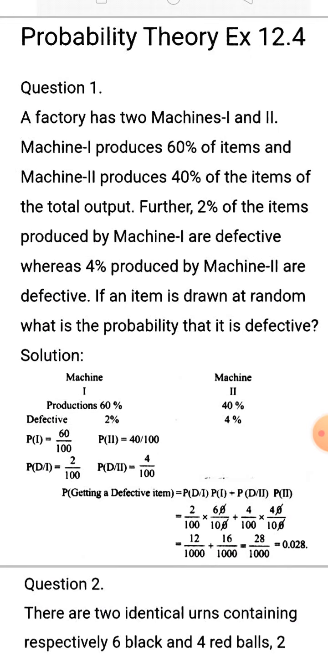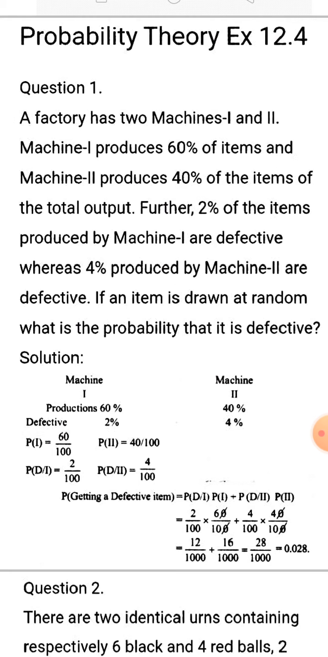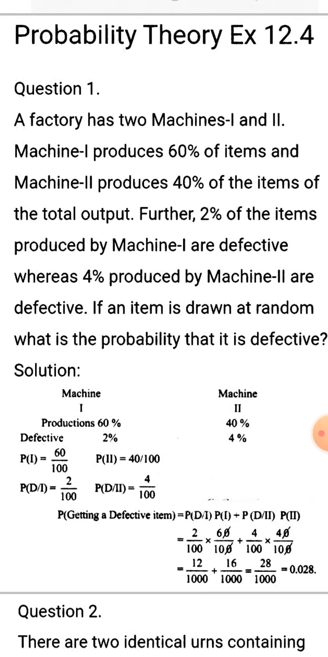A factory has two machines, one and two. First of all, machine one produces 60% of items. Machine two produces 40% of the items. Further, 2% of the items produced by machine one are defective, whereas 4% produced by machine two are defective.